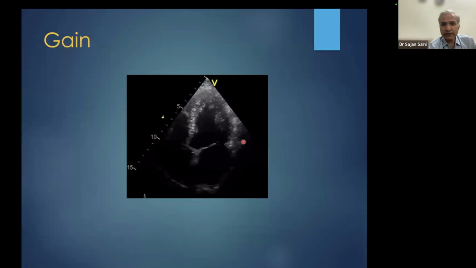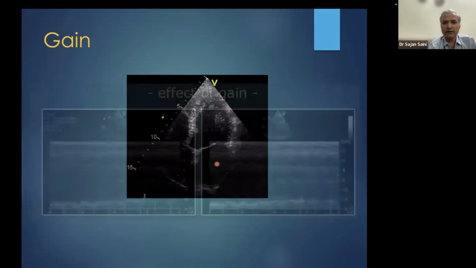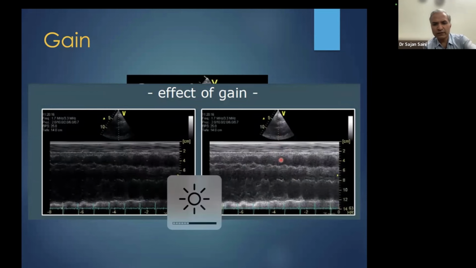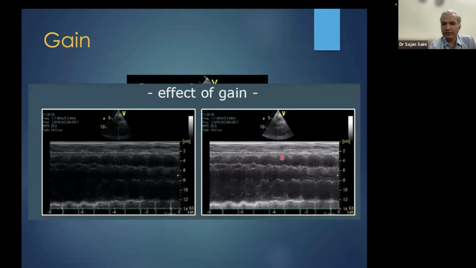So say this is the structure. There was an attenuation. We have improved the 2D, increased the 2D gain. Now these structures are appearing better than what they were appearing before. But the downside is that you can see that there is noise. There is noise inside the ventricular cavity.